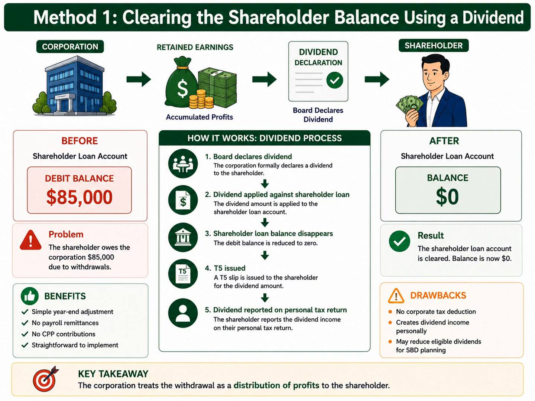After the adjustment, the shareholder loan balance may be reduced to zero, meaning the shareholder no longer owes money to the corporation. However, eliminating the shareholder loan does not make the transaction tax-free. Because the withdrawal has now been characterized as a dividend, the shareholder must report dividend income on their personal tax return. The corporation will generally issue a T5 information slip showing the dividend amount that was received.